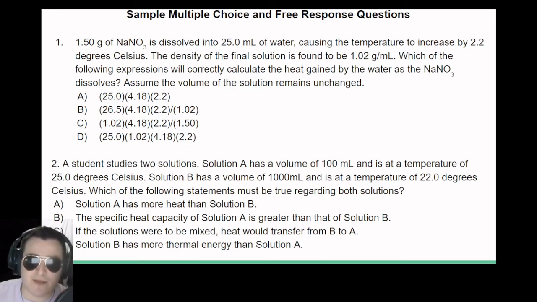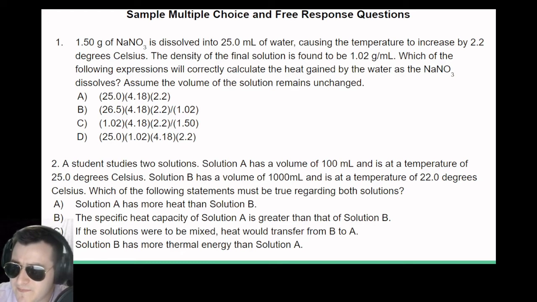B, the specific heat capacity of solution A is greater than that of solution B. We don't know that. This question is not talking about how much energy or what the temperature change is after absorbing X amount of joules. It hasn't been said. This is just two solutions we pulled out of some cabinet somewhere, and they have these details about them. We don't know why they have these details. We haven't talked about the before and the after.